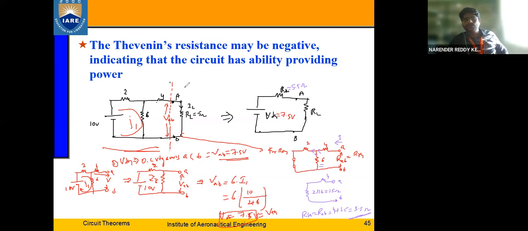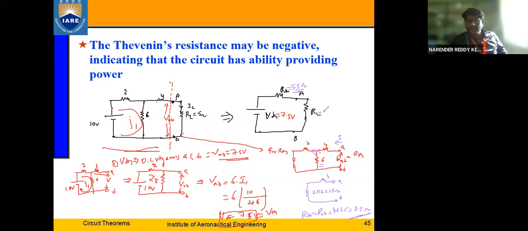So instead of using this whole complex network, even more complex ones, we can get to these two values: one is VTH and one is RTH. We found the value of VTH or VAB across the open circuited terminals A and B, right? And we got RTH as 5.5 ohms. How did you get to this value? By looking back into the circuit from the open circuited terminals, and then you find the value to be RAB.